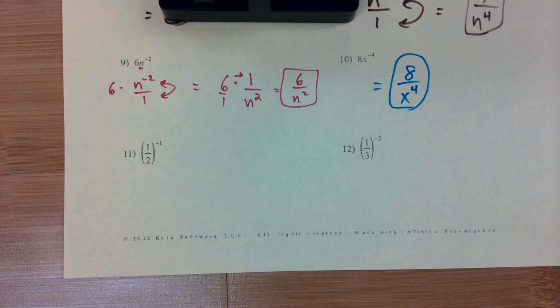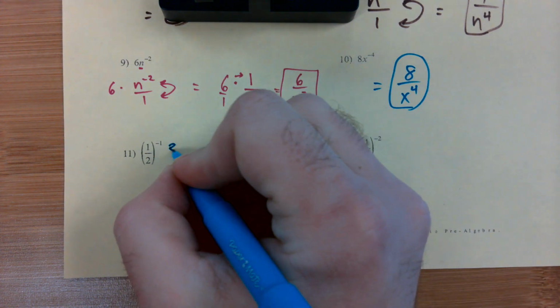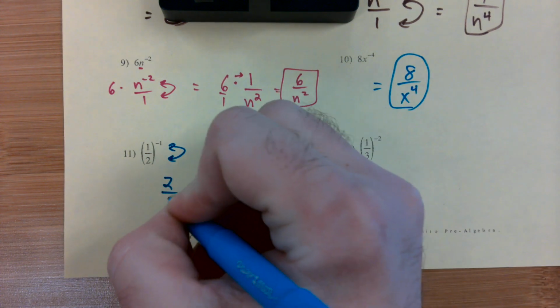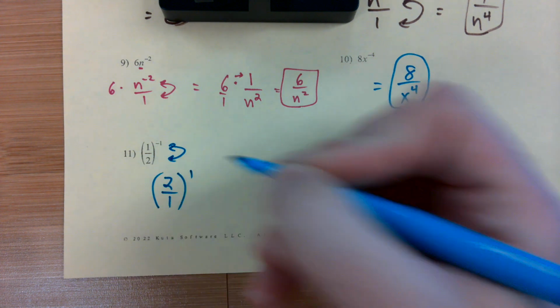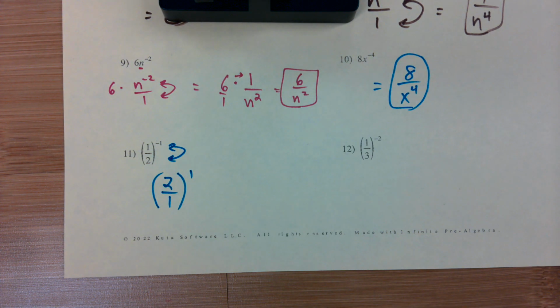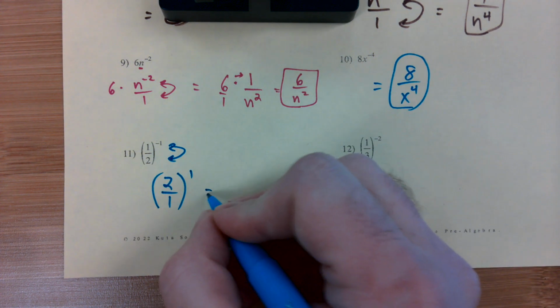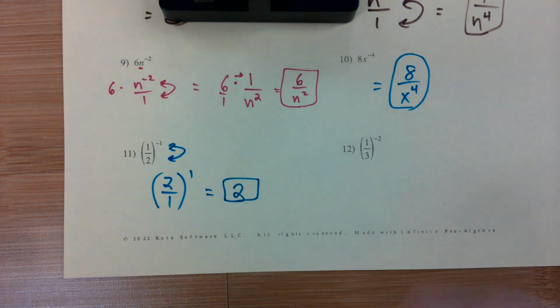Fractions down here, 1/2 to the negative 1. If we just flip these around, we get 2 over 1 to the positive 1. What's that equal to if we simplify it all the way? Just 2, right? I heard someone whisper it. 2.